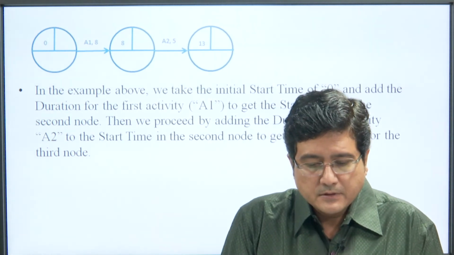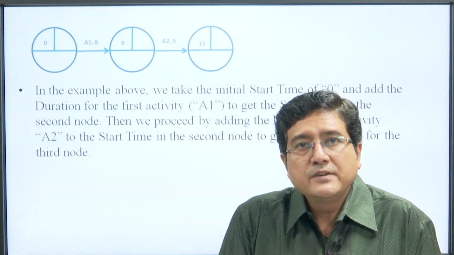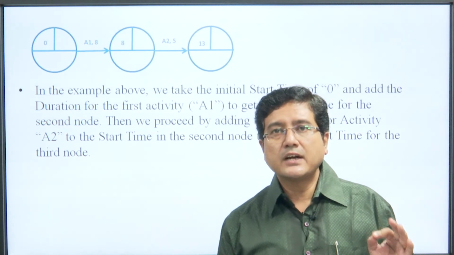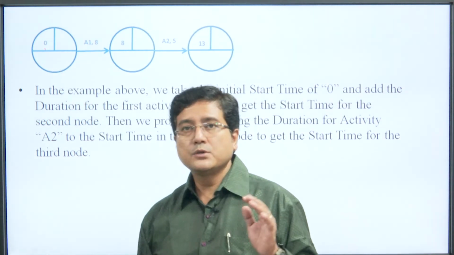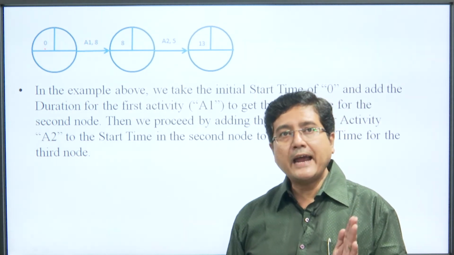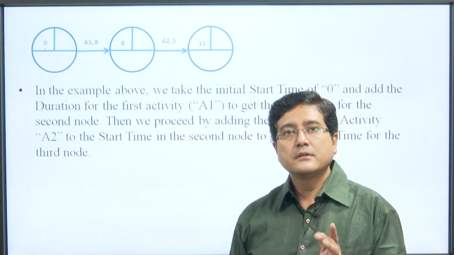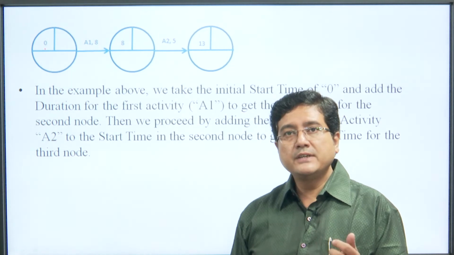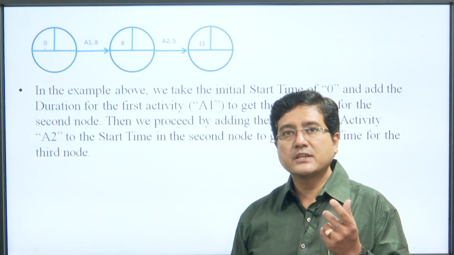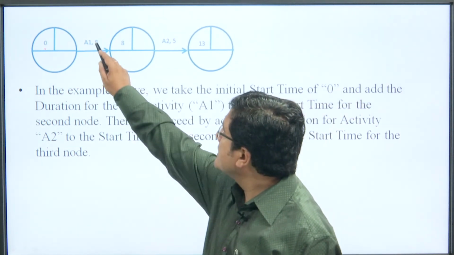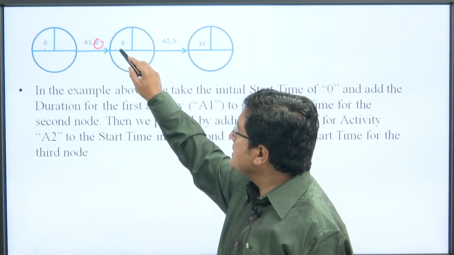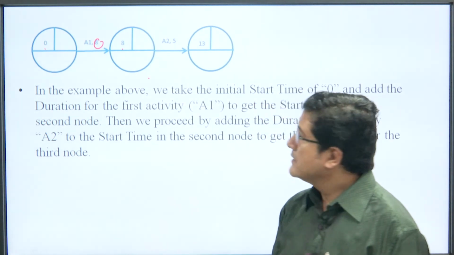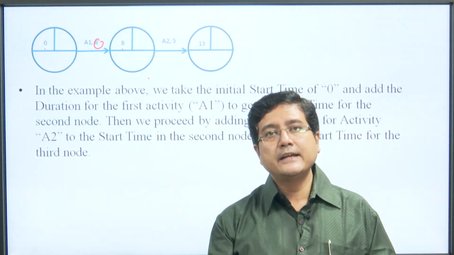See, in this example above, we take the initial starting time as 0. Starting from 0, we add the duration. We take 8 hours, like an 8 hour journey. Here this is 8. Then the next activity adds 8 hours.